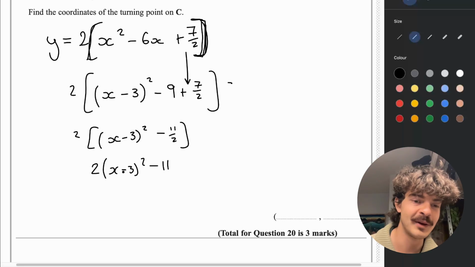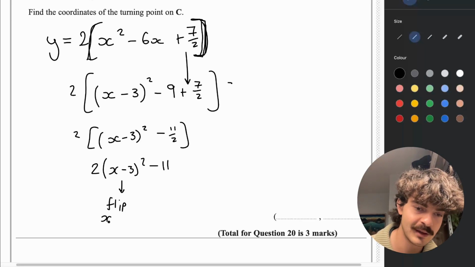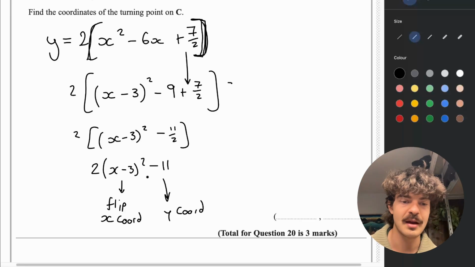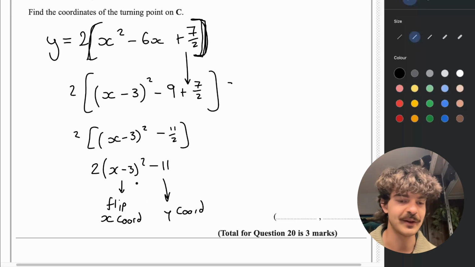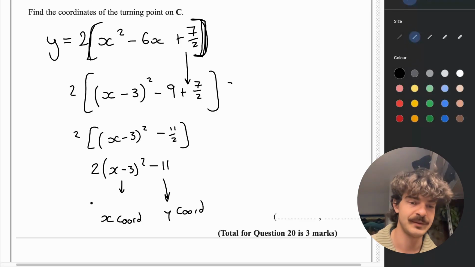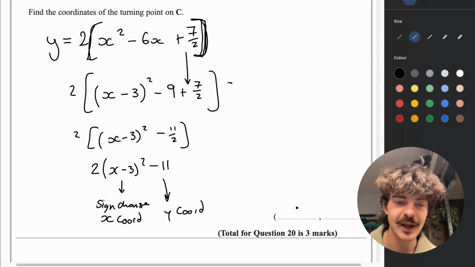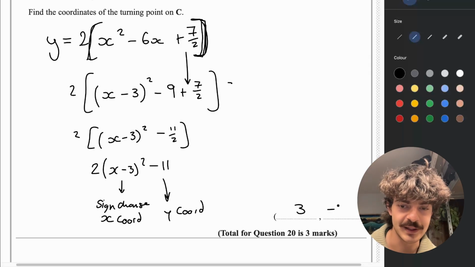And as you'll remember, you flip this one to get your x coordinate, and this value right here is just your y coordinate. By flip, I mean change the sign. So maybe I was a little bit unclear there. That would be a sign change. So our turning point is (3, minus 11).